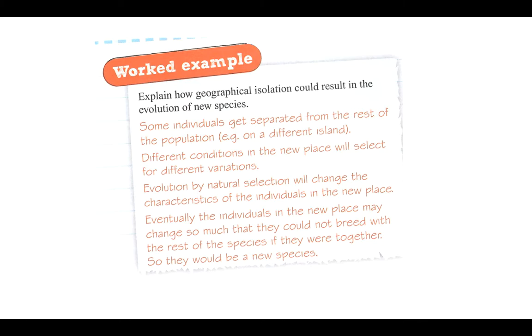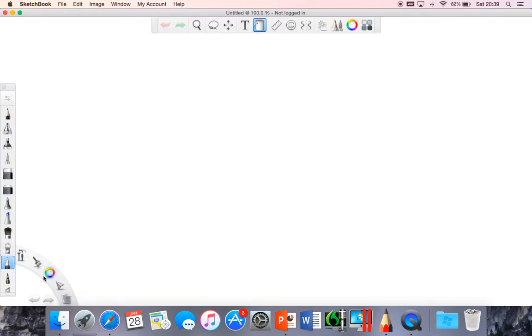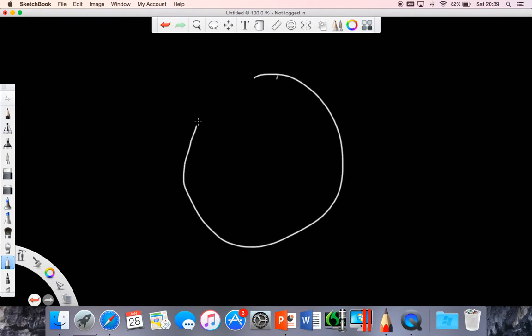Worked example. The question says, explain how geographical isolation, meaning that a mountain or a river has got in the way, could result in the evolution of a new species. So I want you to imagine that we've got a group of organisms on an island, like so. If we rub the board off, we've got an island like so, and on this island we've got our stick men that we had before.